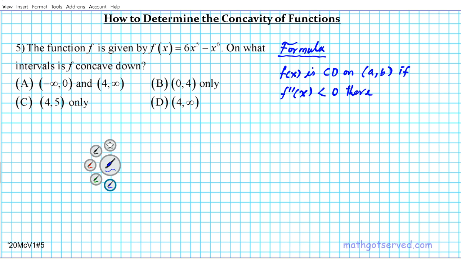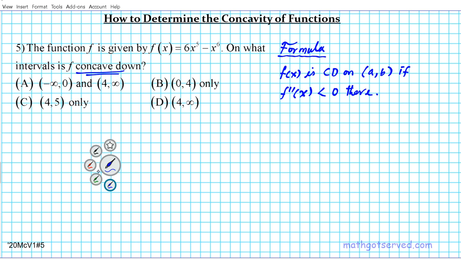Okay, so if the second derivative is negative, you have a downward opening concavity. If the second derivative is positive, then f has an upward opening concavity. So in this particular case, we're looking for where f is concave down. That's why we're looking at where f double prime is less than 0.